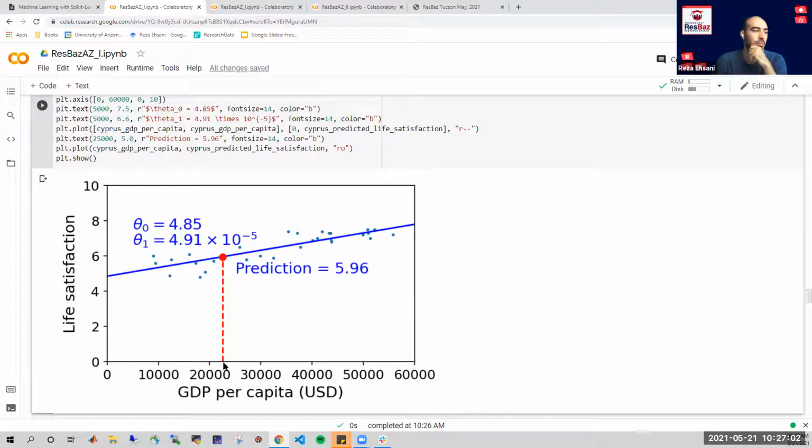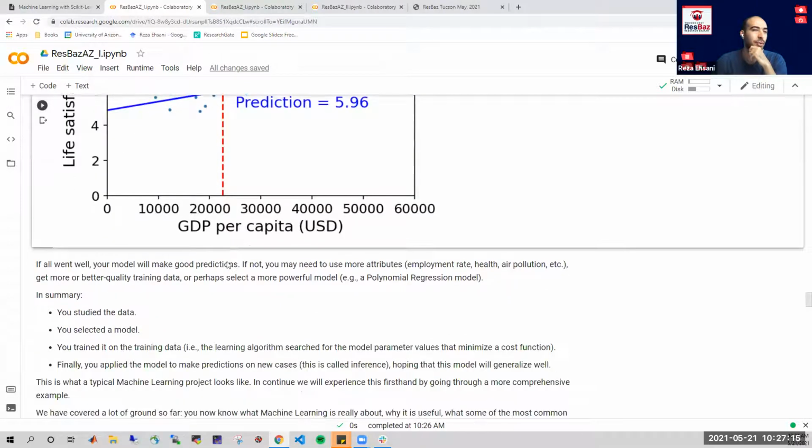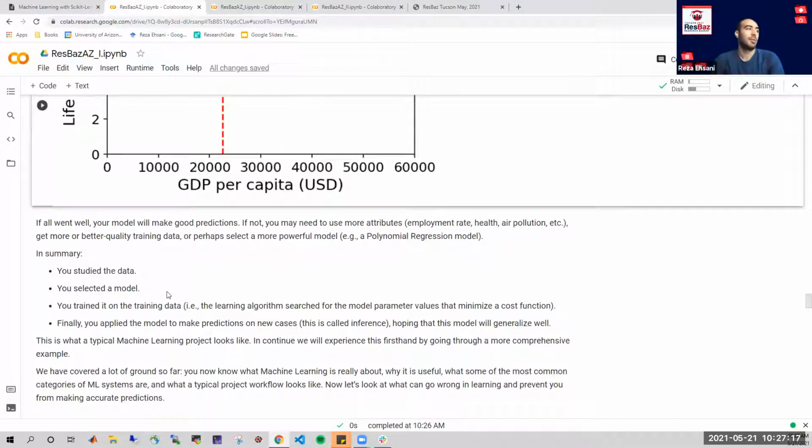The GDP of Cyprus is almost 22,000. If you connect it and find the corresponding point on the line, that's equal to 5.96 on the y-axis, and that's the life satisfaction for Cyprus. So if everything goes correct, now our model is able to make good predictions.